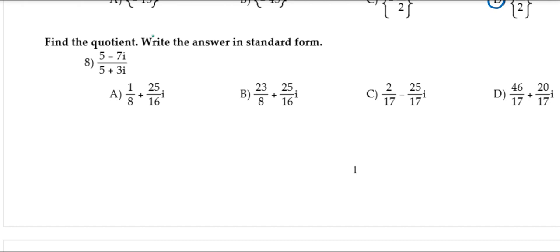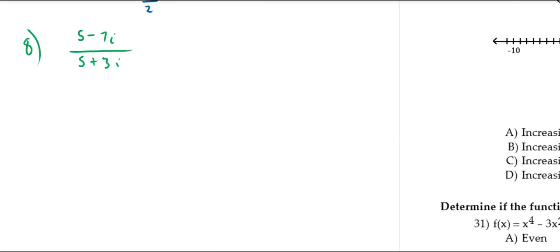Question number 8 is another complex quotient problem, so you should definitely be able to get this one now. Think about what you need to do to start, multiplying on the top and bottom by the conjugate. All right, let's see how it went. Conjugate of the bottom is 5 minus 3i. If I FOIL on the bottom, I'm going to get 25 plus 9.